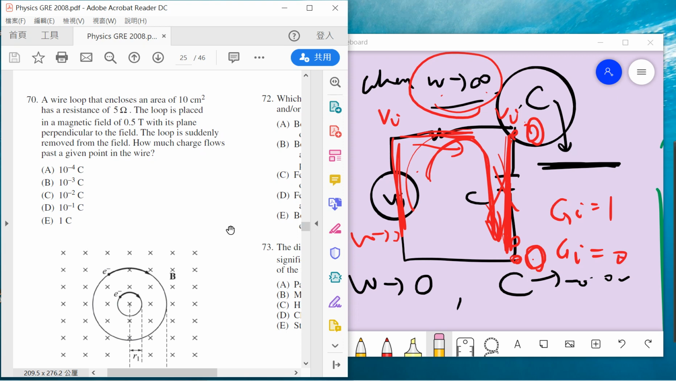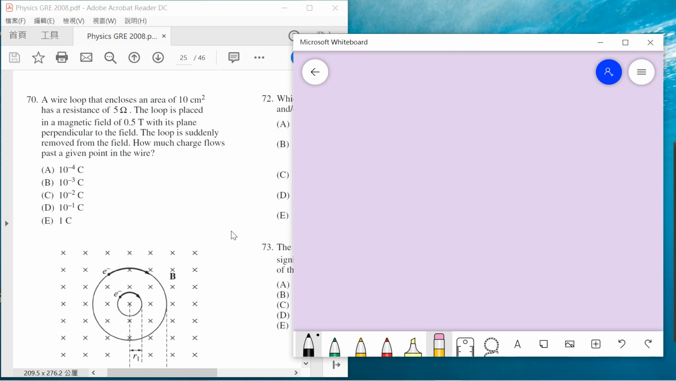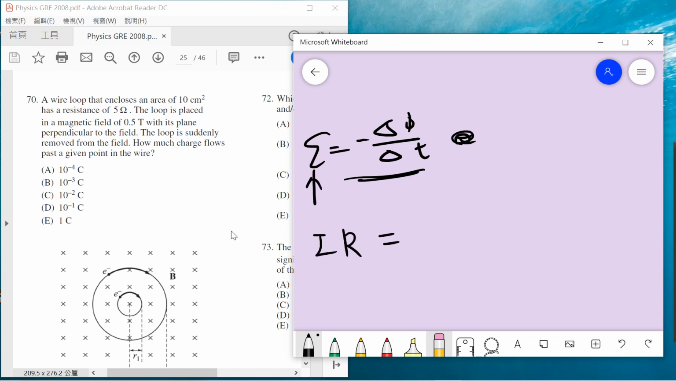Okay, so basically you change the magnetic field. So this tells you that you should use Faraday's law. This is Faraday's law. And then you know that this is IR, and the I is the change of charge divided by the change of time.